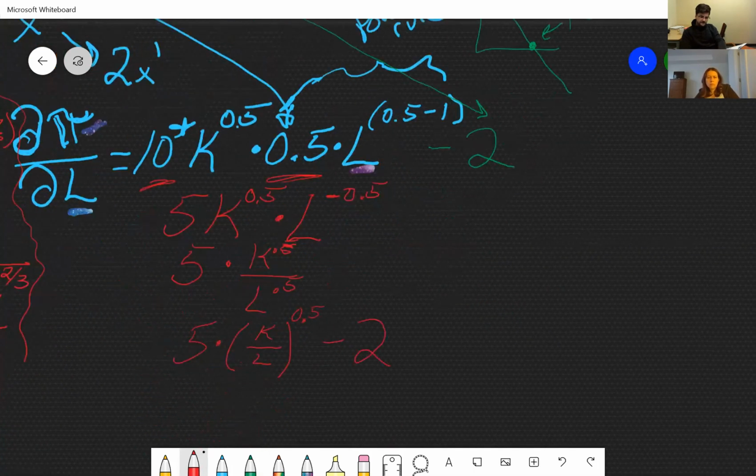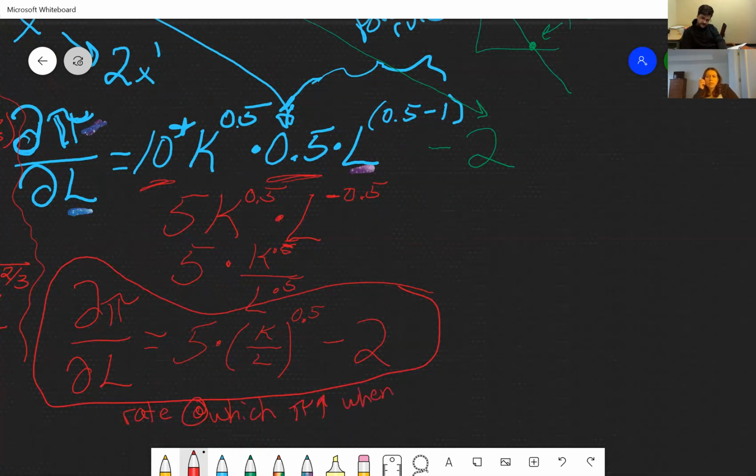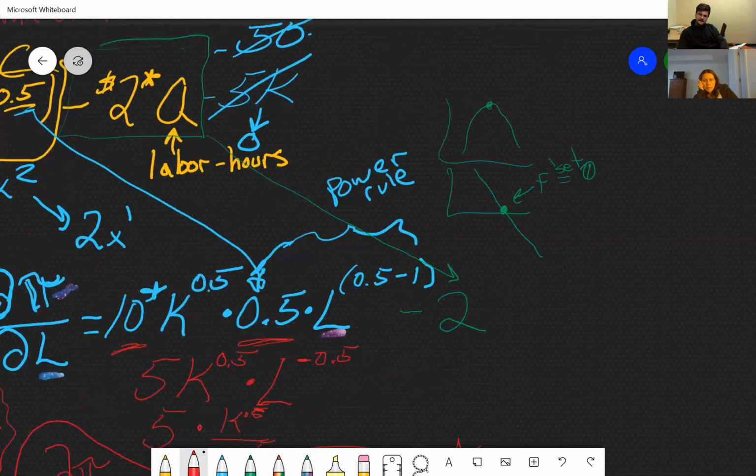This is the derivative. So what is this telling me? This is telling me the rate at which profit increases when labor increases by 1. And so again, we're trying to find that high point, right? So we have to take it and we have to set it equal to 0.